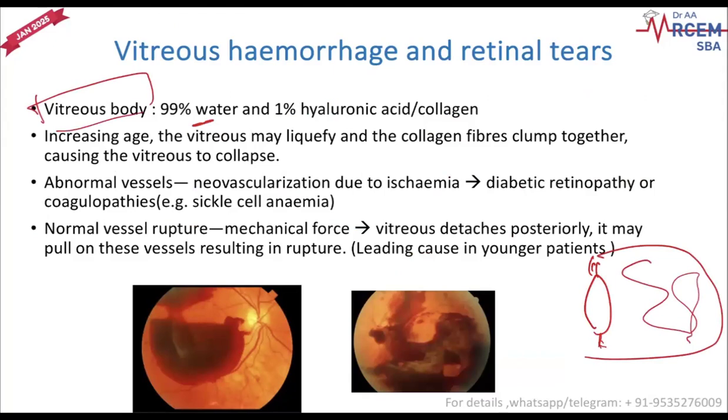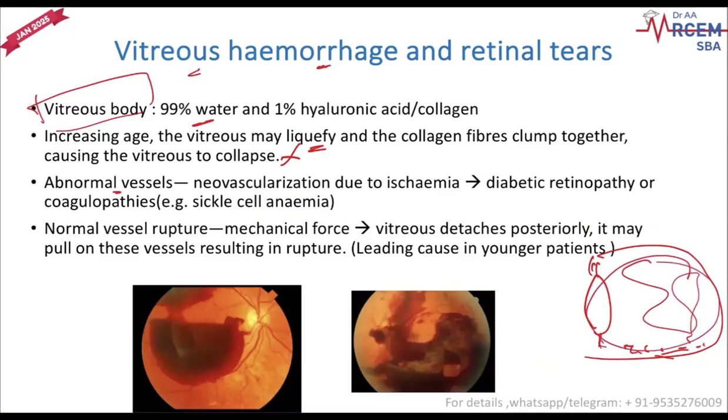As you grow older and older, it can get liquefied and it can start collapsing or accumulating here due to gravity. But that is not important for us. What is important? How does the bleeding occur? Vitreous hemorrhage is a bleeding in the space, in the vitreous, there is a bleeding.